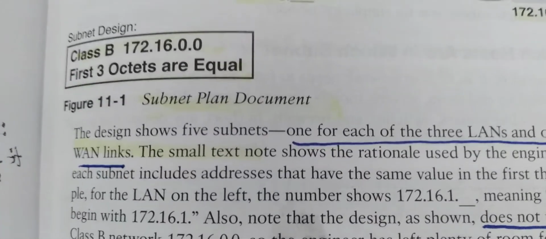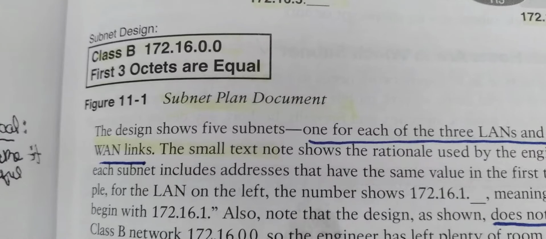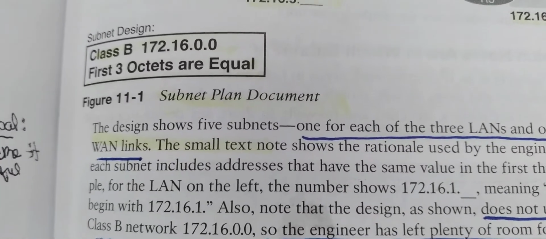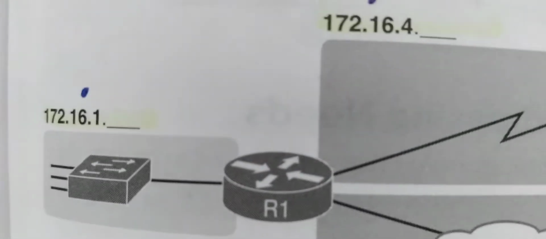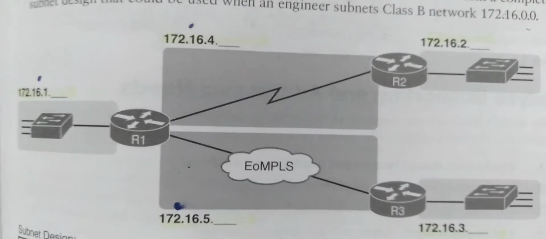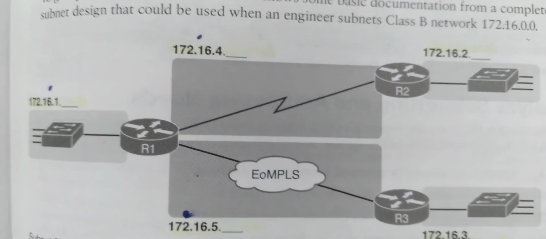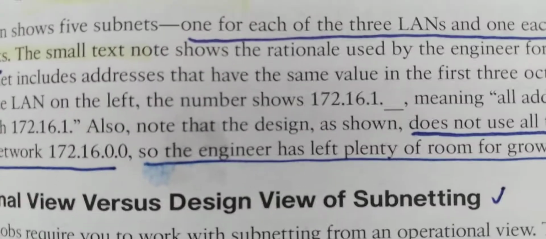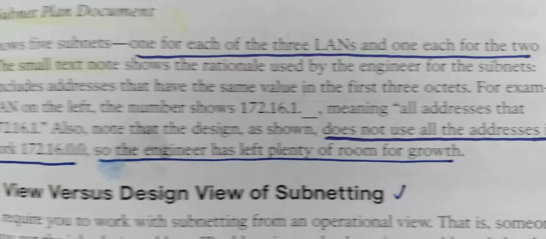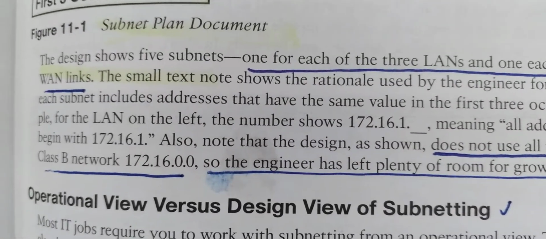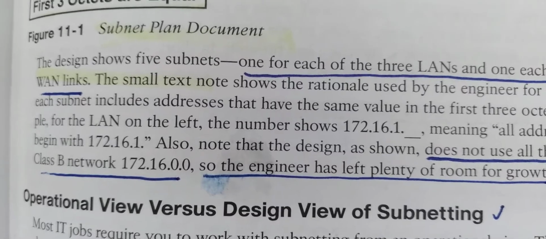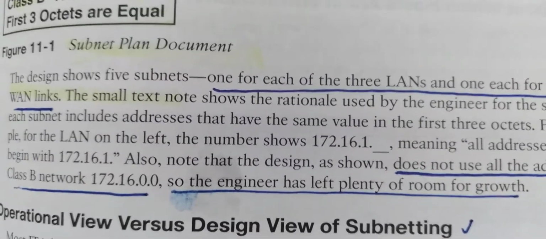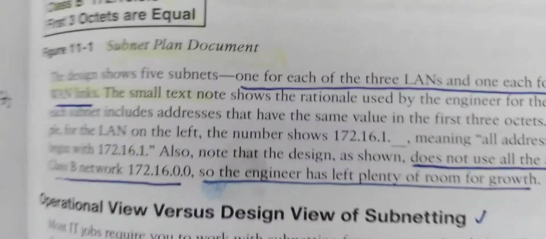the LAN on the left, the number shows 172.16.1, as you can see, 172.16.1. Also note that the design as shown does not use all the addresses in Class B network 172.16.0.0, so the engineer has plenty of room left for growth.